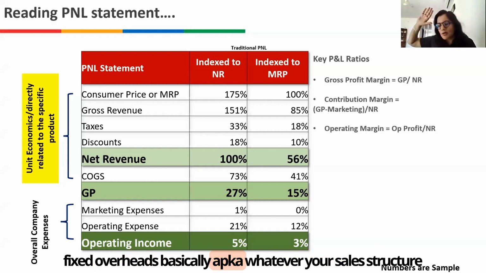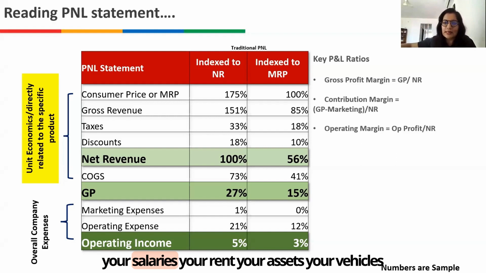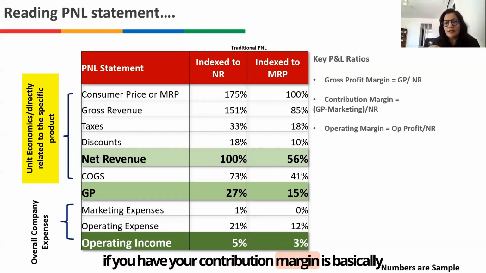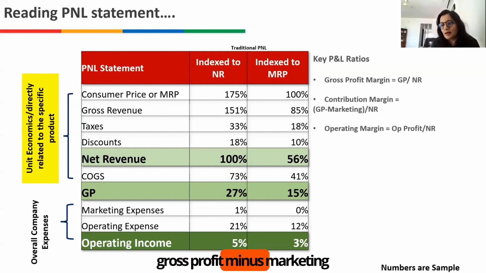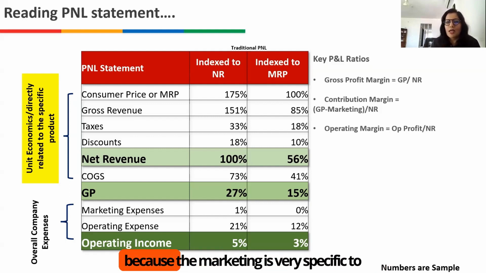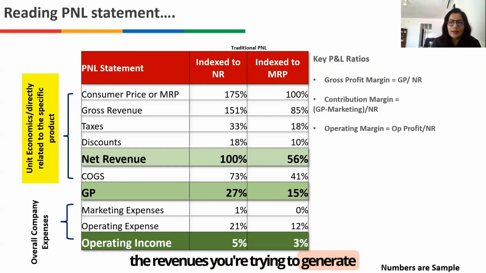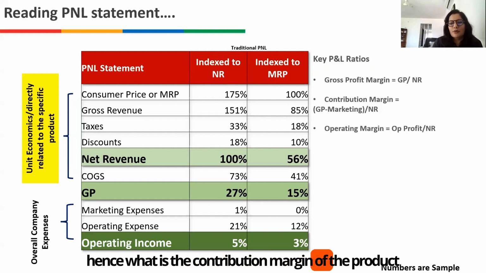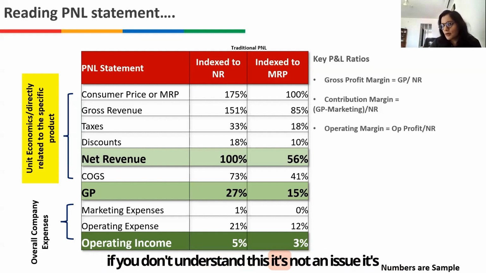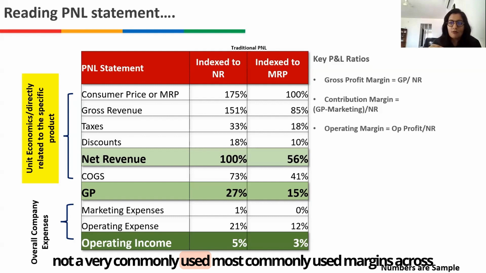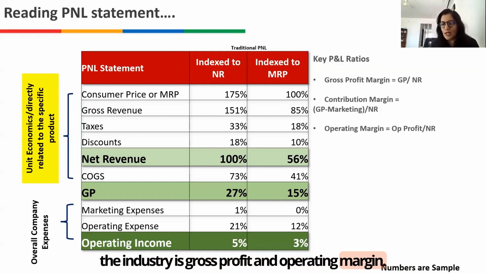Basically, whatever your sales structure, your salaries, your rent, your assets, your vehicles, if you have. Your contribution margin is basically gross profit minus marketing, and the reason it is marketing is because the marketing is very specific to the revenues you're trying to generate. Hence, what is the contribution margin of the product? If you don't understand this, it's not an issue. It's not very commonly used. The most commonly used margins across the industry are gross profit and operating margin.